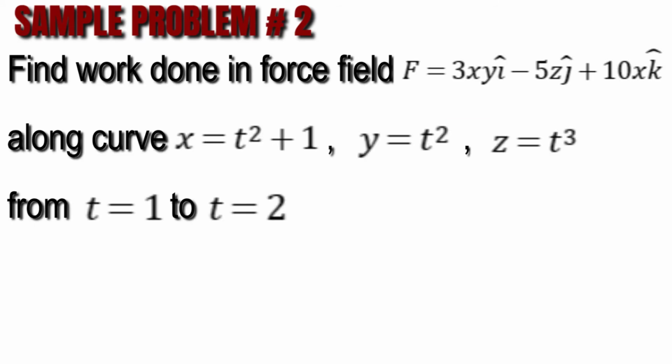Sample problem number 2. Find the work done in the force field F equals 3xy i plus 5z j plus 10x k, along the curve x equals t squared plus 1, y equals 2t squared, z equals t cubed, from t equals 1 to t equals 2. In this problem we have 3 variables, but the limits given are in a single variable. So we will directly integrate it.